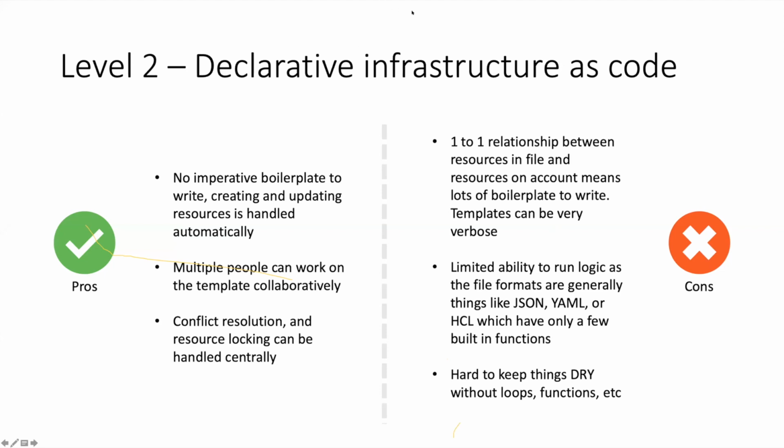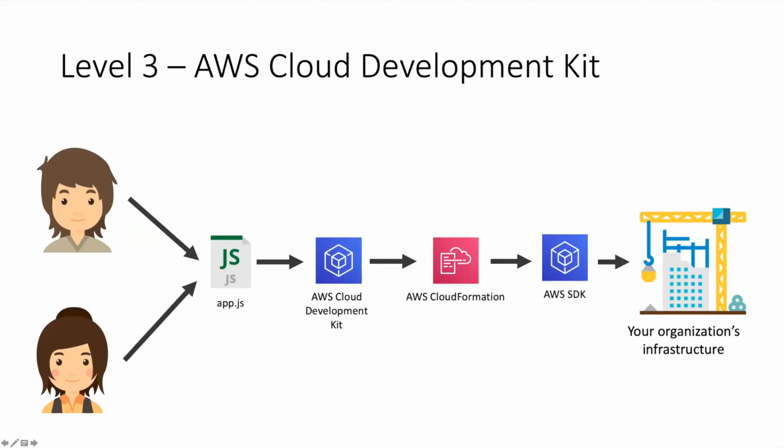So these problems lead to the next level of infrastructure as code, which is, let me see if I can close this out. I was just clearing some of these annotations around the screen. Level 3, the AWS Cloud Development Kit.